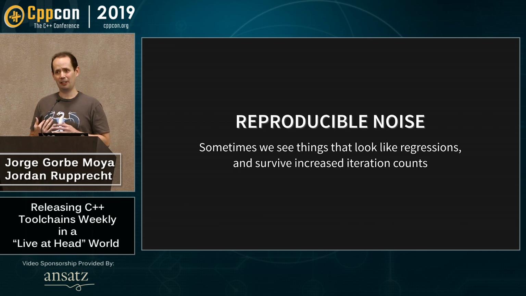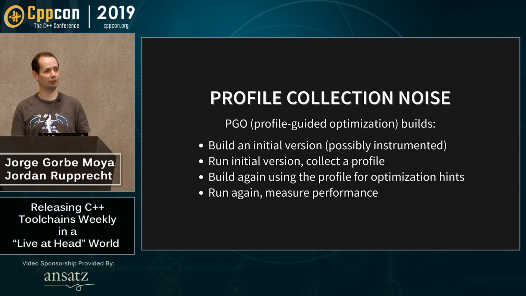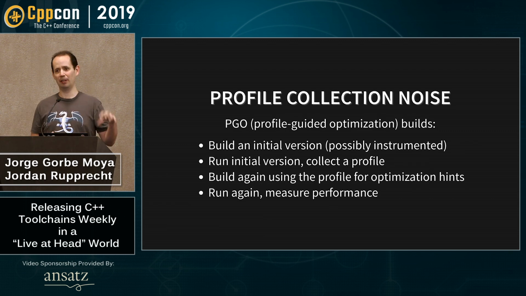So there are things that look like regressions, and they survive increased iteration counts because they are actual performance differences between your two binaries, but they are not necessarily caused by the change you made by upgrading the compiler. One example of this is when you're using PGO. You build your benchmark first, run it to collect a profile, build it again, and use the profile to inform the compiler about how to do some of the optimizations, and then you run again and measure performance.